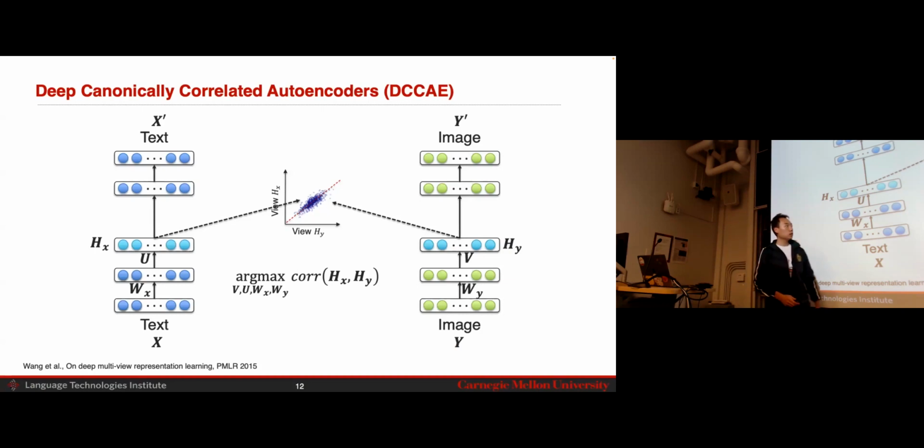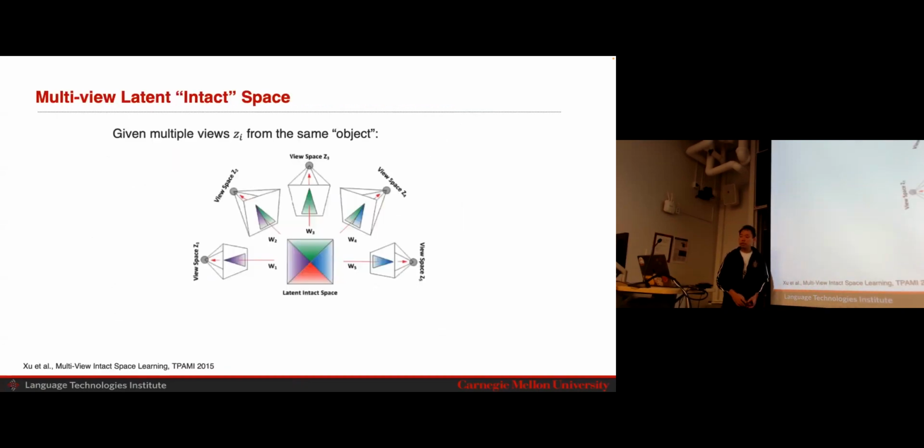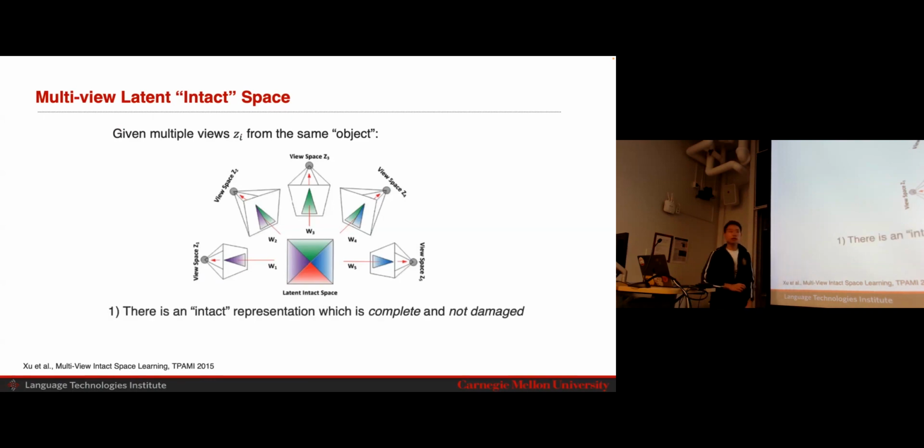Okay, correlation. So one final example I want to mention, also in regards to similarity functions, is this work on learning a multi-view intact space. And so the hypothesis essentially is that there is some underlying space of all the concepts in the world. For example, animals, people, tables, objects, and so on. And different views or different modalities that we see in the world are simply transformations of this underlying latent space. And in particular, this transformation is not complete. It is in some sense degenerate.